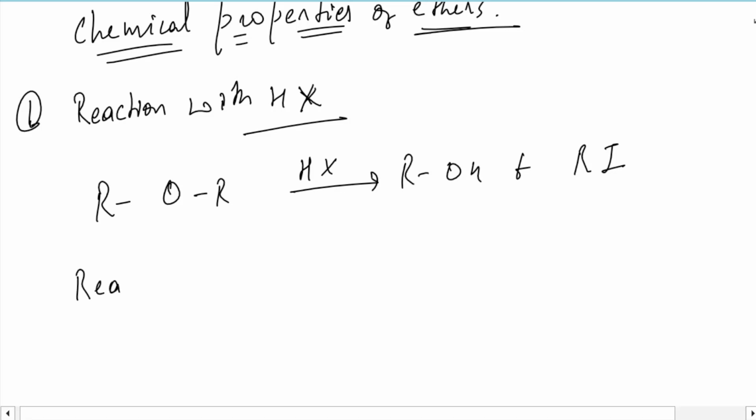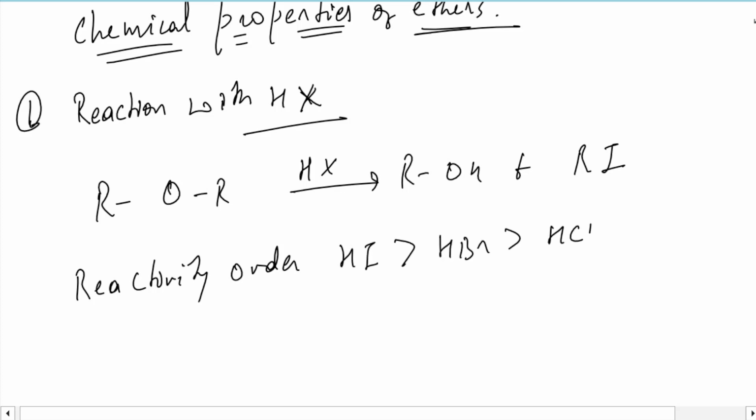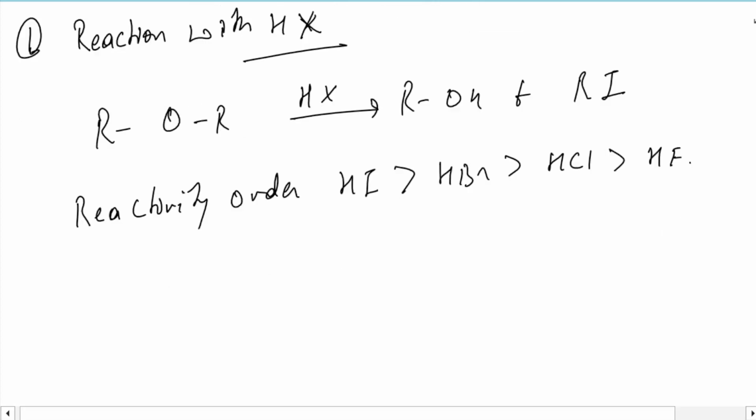If I talk about the reactivity order, then HI will be most reactive, then HBr, then HCl, then HF. One more thing is the mechanism.